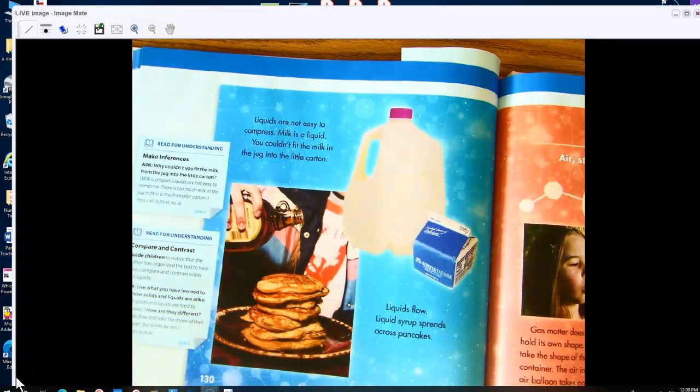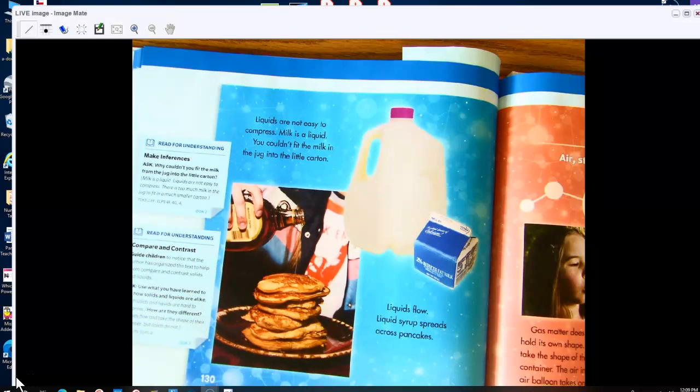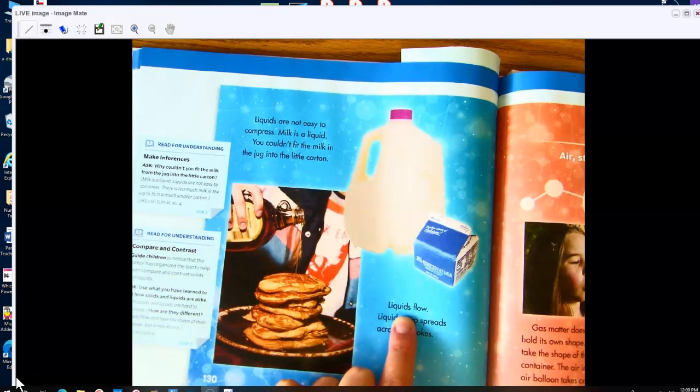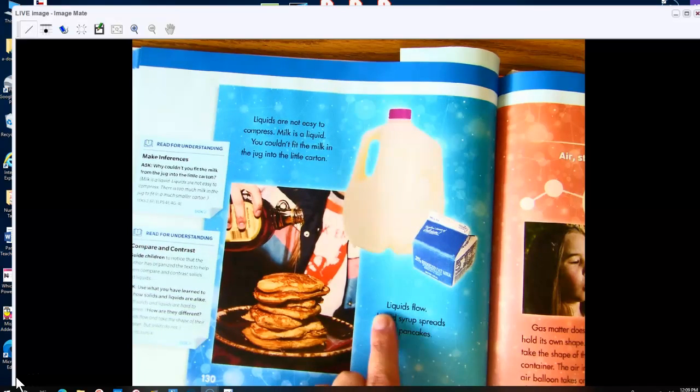Okay, what else happened on this page about all liquids? There was one other thing. Isaiah? Liquids flow. Right, liquids flow. Solids don't flow, but liquids flow. That means if you were to put the milk on a table, it would flow all across the table. If you put chocolate syrup on ice cream, it would flow all over the ice cream. So underline that sentence, liquids flow.